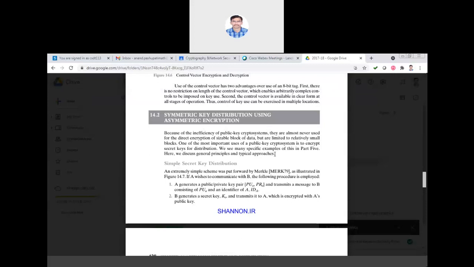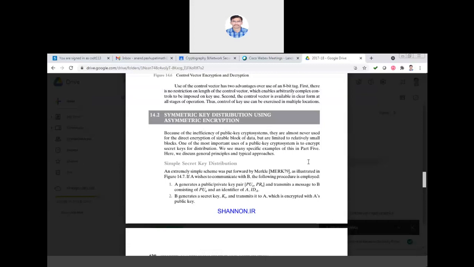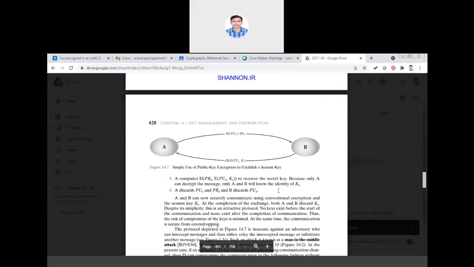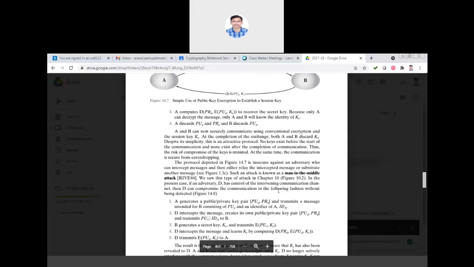So far we discussed the symmetric distribution technique: how do we distribute the private key between both entities, Alice and Bob. There were many diagrams, so you need to go through each and every diagram. The process you're seeing right now, figure 14.7, was the normal key distribution process, which was not safe. That's how the man in the middle attack was possible.